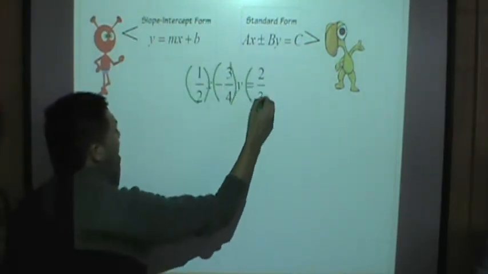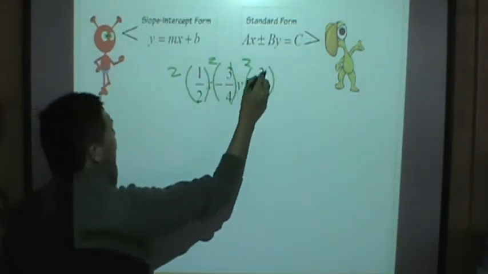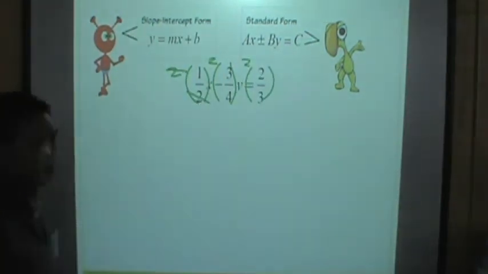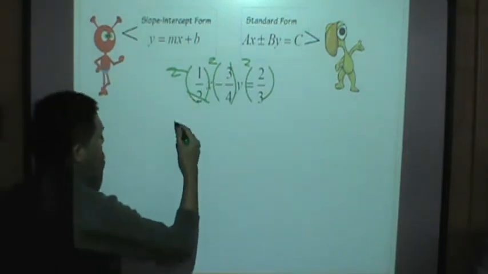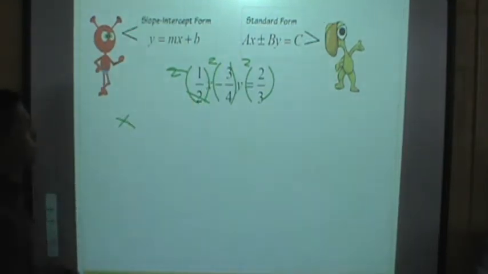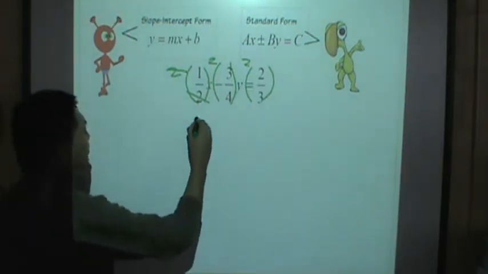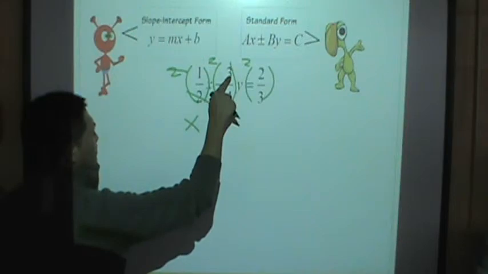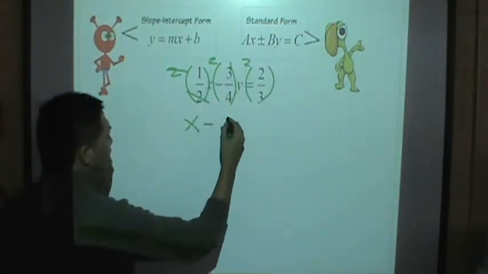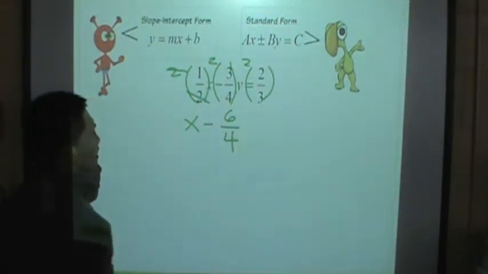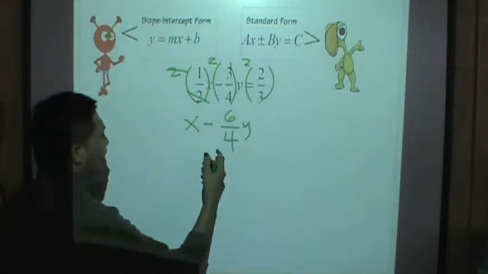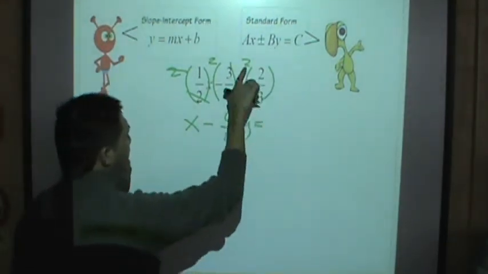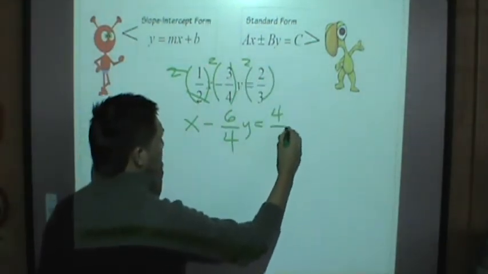Multiply everything by 2, 2, 2. Just to get rid of that 2. And now I have 1x or simply x. Okay? 2 times 3 is 6 over 4. Of course, we have the y. We're going to copy that one. And now 2 times 2 is 4.